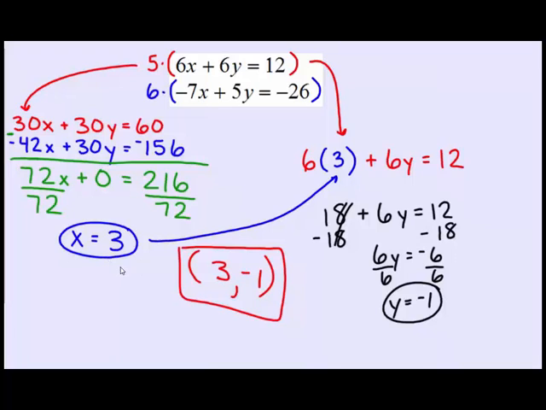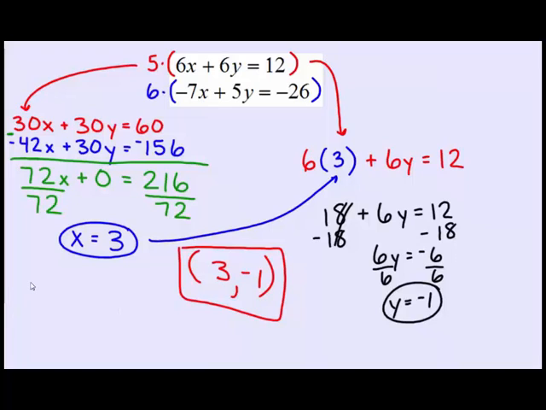Once I know what x equals, I can take that x value and plug it in. In this case, I chose the top equation to plug it into. But remember, it doesn't matter. You'll get to the same answer either way. 6 times 3 equals 18 plus 6y. Go through and solve for y. And I get that y equals negative 1. So my final solution here would be (3, negative 1).